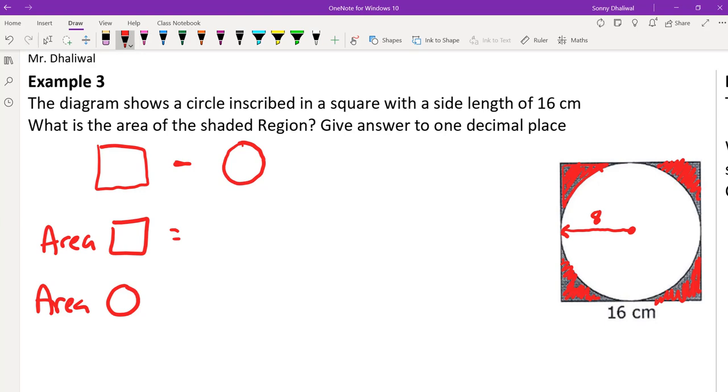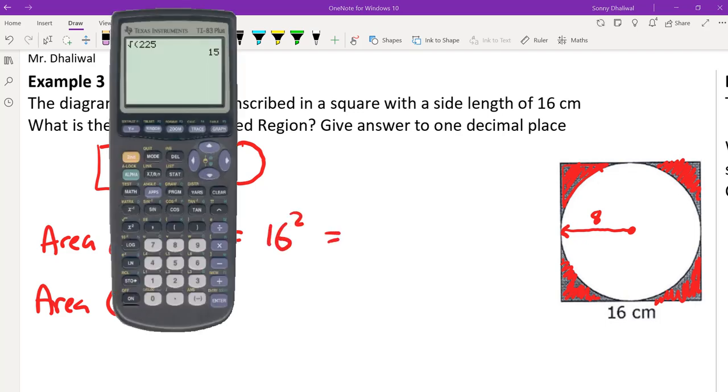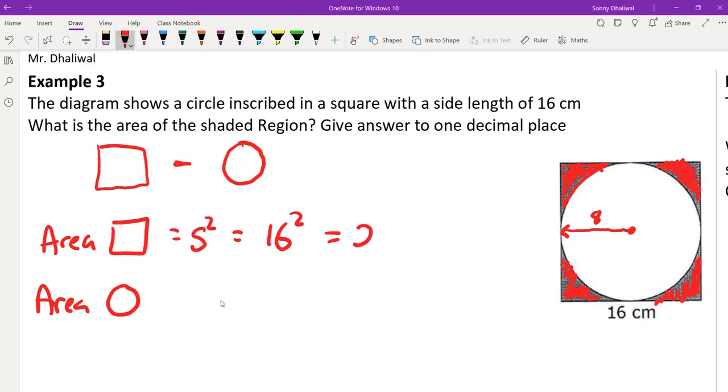So, area of a square, you can find that from the previous page, it's just your side squared. So how long is our side? 16 centimeters. 16 centimeters, so 16 squared. Grab your calculator. 16 squared becomes 256.